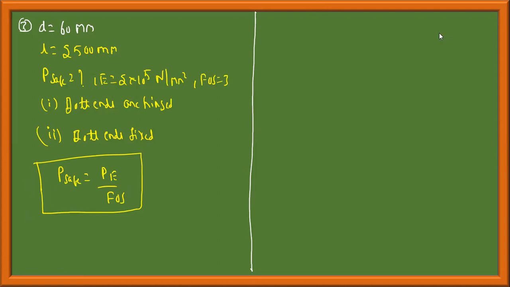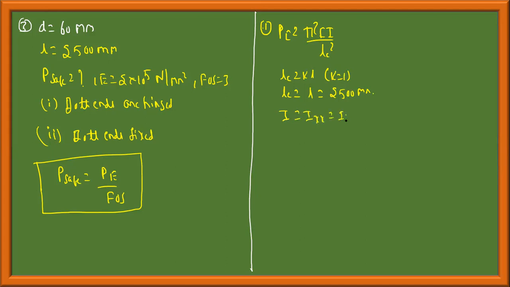He has given the first condition, both ends hinged. For both ends hinged, we know that P is equal to pi square EI by LE square. L effective is equal to K into L. For a hinged condition, K is equal to 1. Therefore LE is equal to L, which is equal to 2500 mm. I is equal to Ixx is equal to Iyy, since it is a solid circular shaft, which is equal to pi d power 4 by 64, which is pi into diameter 60 mm, 60 power 4 by 64.